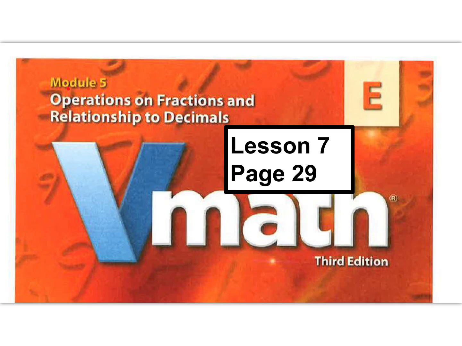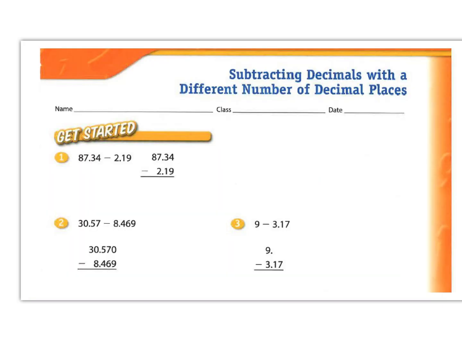Hi everyone, today we are in Module 5 of Level E, Operations on Fractions in Relationship to Decimals. This is Lesson 7, so please turn to page 29 to follow along and take notes. Subtracting decimals with different number of decimal places.